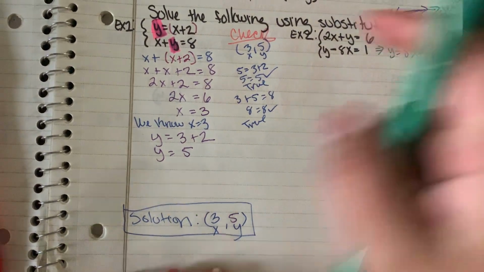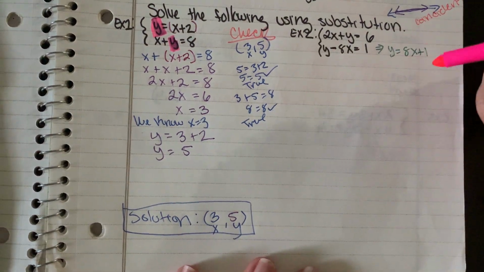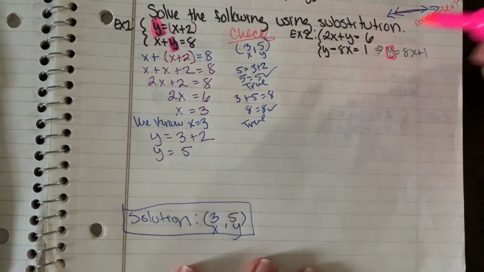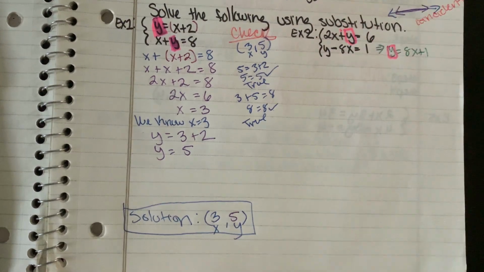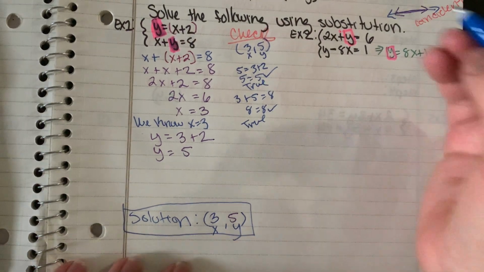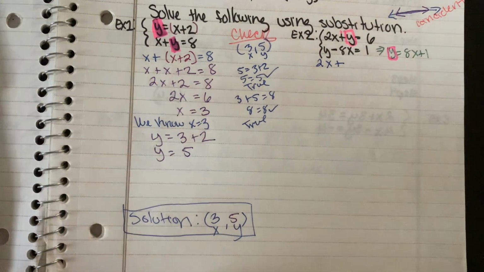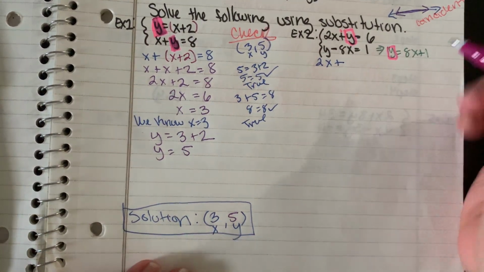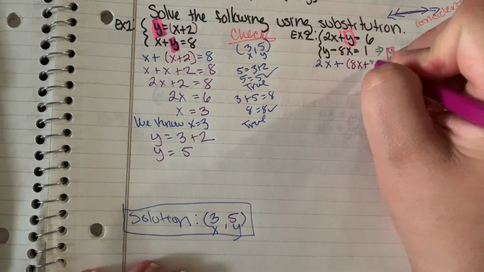So this is the equation that we're actually going to use. So my y is isolated right here now, and this exact same y is right there. So now I can just use substitution and plug it in. So I'm going to use the first equation, so 2x plus, and I'm going to substitute the y in. So y equals 8x plus 1, so I'm going to put 8x plus 1.